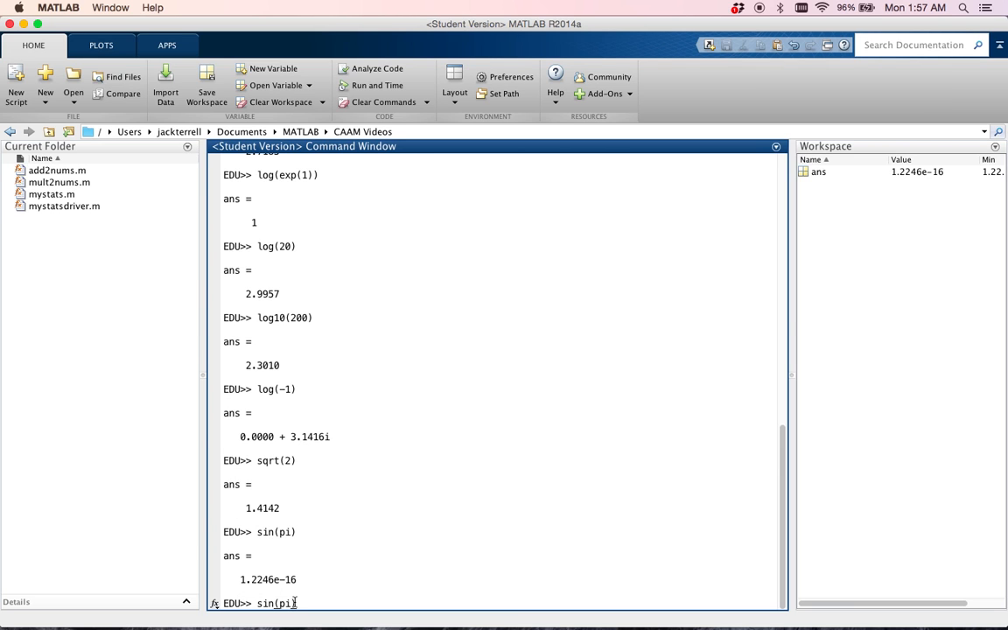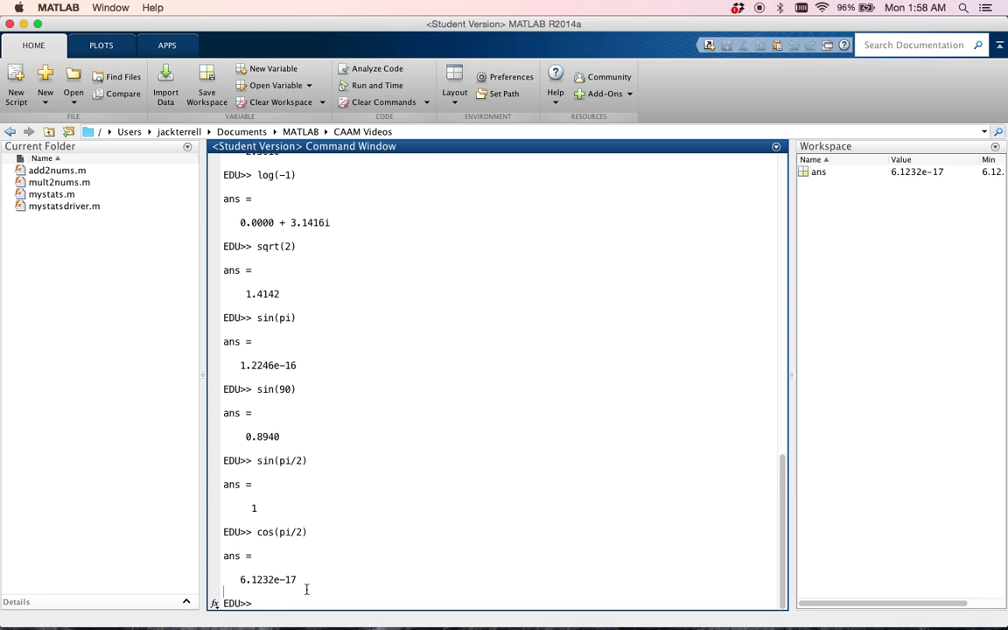Of course the input is in radians, so if you try sine of 90 and you're expecting 1, you will be disappointed. You have to do sine of pi over 2 instead, which is the equivalent in radians of 90 degrees. Same goes for cosine: cos of pi over 2 is very close to 0. Again, this is the numerical precision of MATLAB that sort of breaks down here.